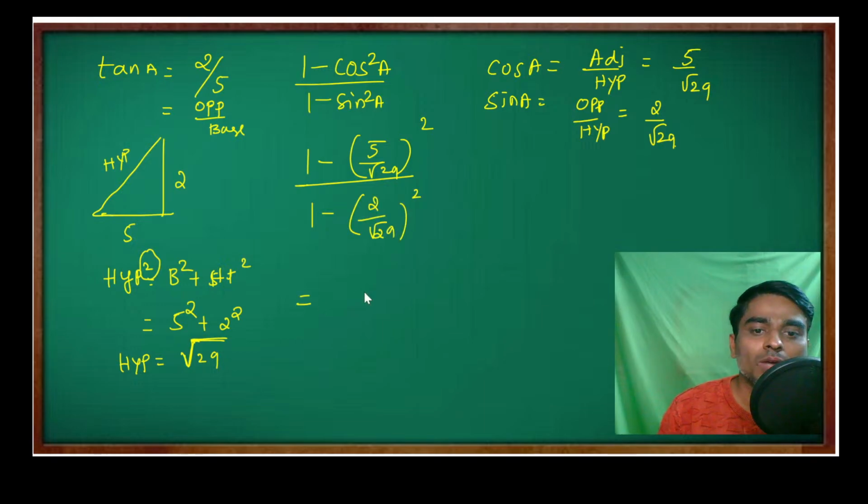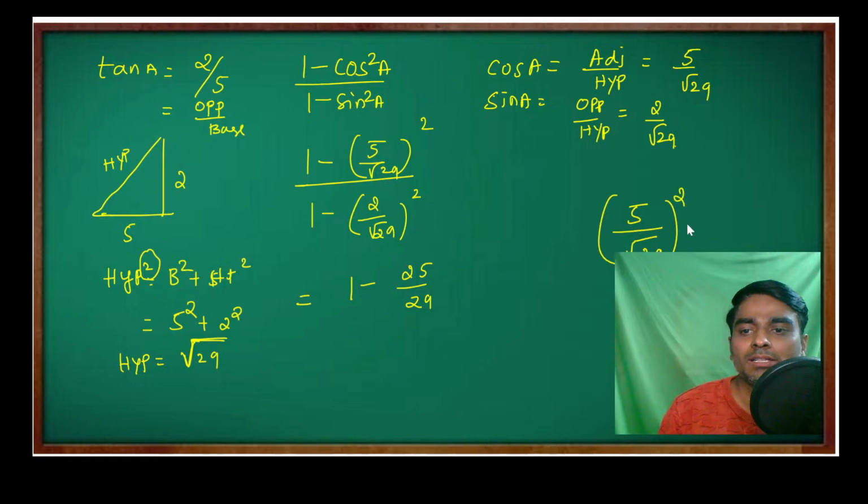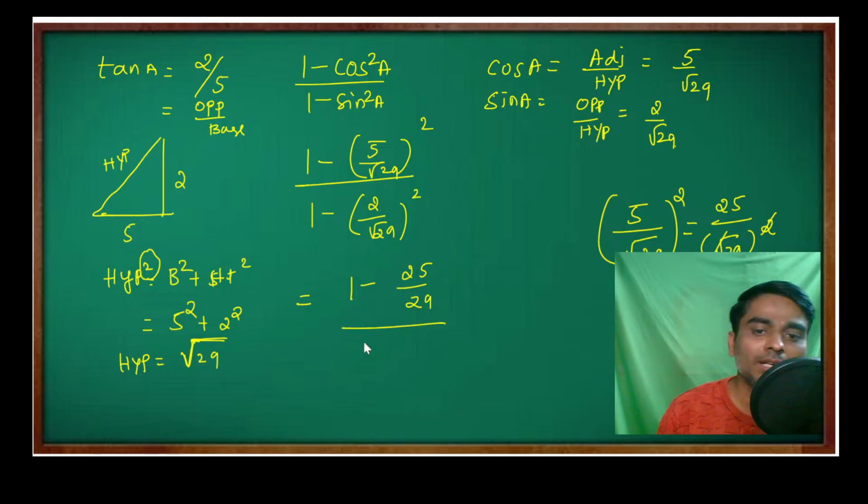So I will now have 1 minus 25 by 29. See what is happening? 5 by root 29, if you square this, 5 square will be 25. Then what is the square of root 29? The square and square root will cancel, so you are left with 29. Therefore I wrote here 25 by 29. Below I will write in the same way. 2 square will be 4, and root 29 square will again be 29. Now we'll simplify the upper and lower separately.